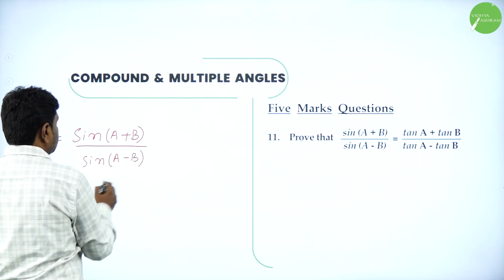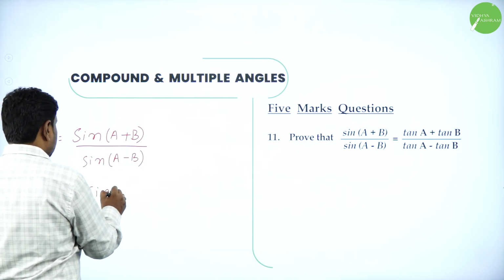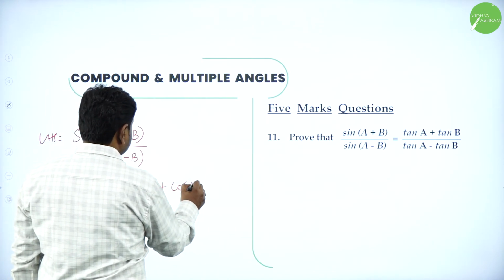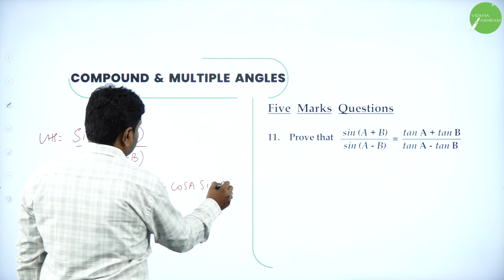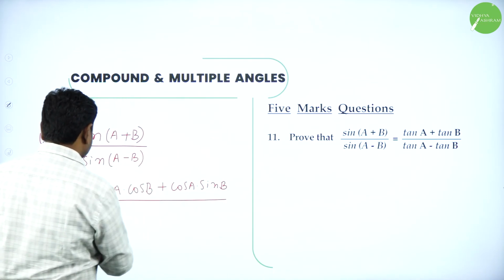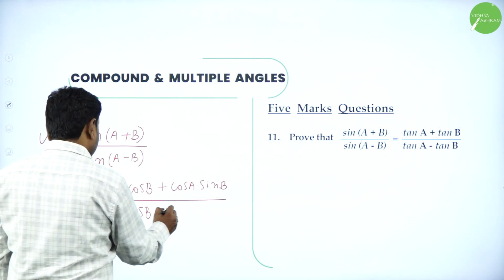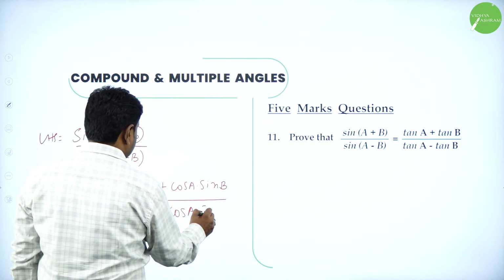What is sin of A plus B? Sin A cos B plus cos A sin B, divided by sin of A minus B. What is sin of A minus B? Sin A cos B minus cos A sin B.